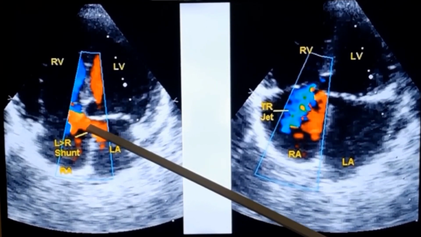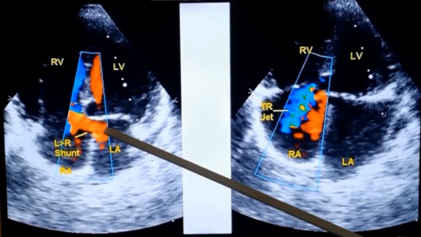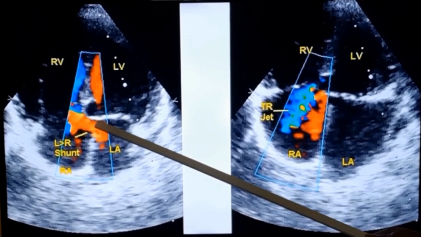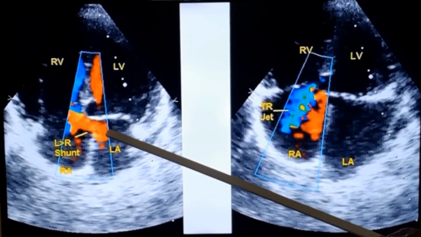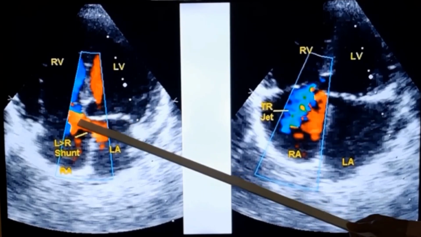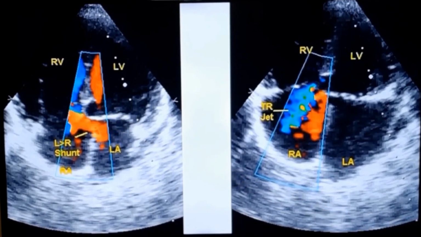You can see the ASD across which there is left to right shunt across the ostium primum ASD, just near the mitral and tricuspid valve. In ostium primum ASD, there can be associated tricuspid valve or mitral valve disease. Cleft anterior mitral leaflet is one of the associations of a primum ASD, and that can produce MR, which has not been shown in this figure.